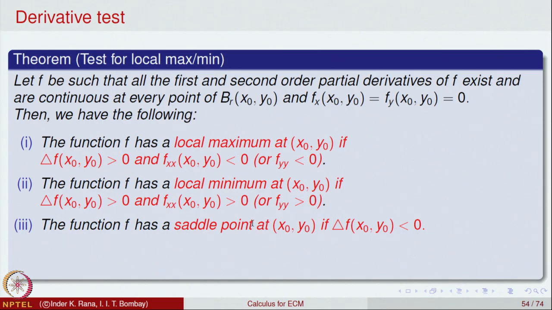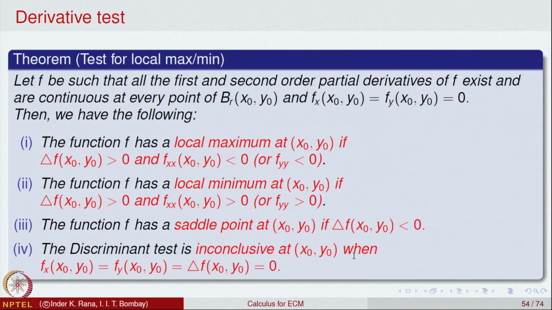And in case the discriminant is less than 0, we can straight away conclude that the function will have a saddle point at the point (x0, y0). And in case the discriminant is equal to 0, no conclusion can be drawn from the conditions on the second derivatives or anything. The function can have a local maximum, a local minimum, or may not have either of them if this condition is satisfied.